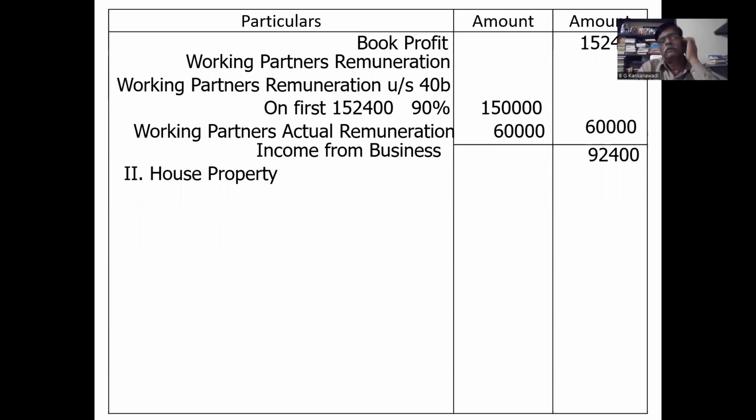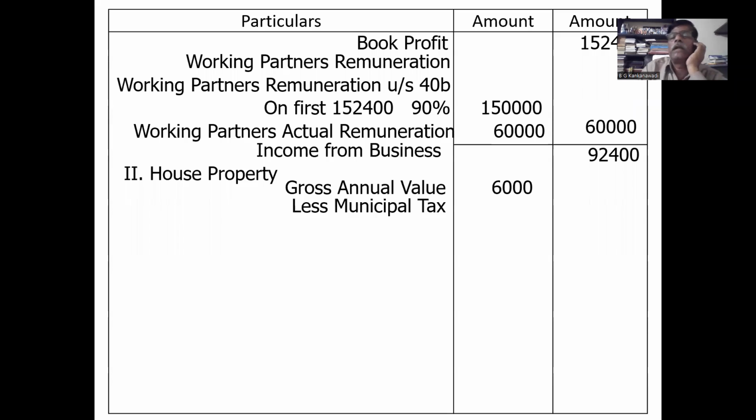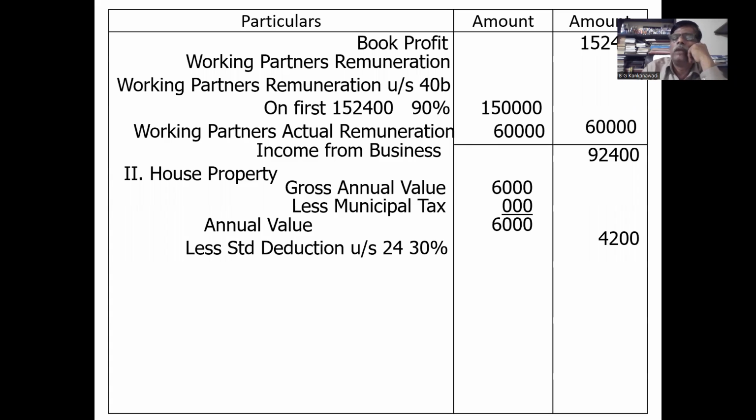House property. Gross annual value is 6,000. Rent less municipal tax paid. No, municipal tax is not in the problem. So annual value is again 6,000. Deduct 30% of annual value under section 24. 1,800 you deduct. 4,200 is income from house property. Income from house property. Next is other source.